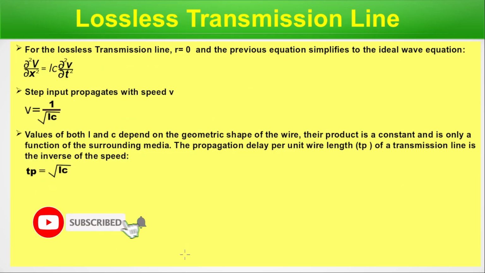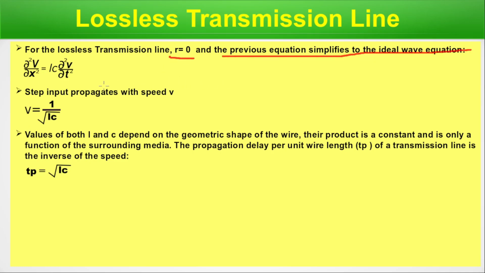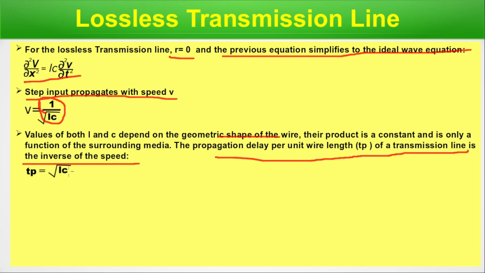Now the lossless transmission line. For the lossless transmission line, R is 0 and the previous equation simplifies to the ideal wave equation. So the R component is also 0, so that reduces to this equation. And if we apply a step input, it propagates with speed v, which gives a solution in terms of L and C. Values of both L and C depend on the geometric shape of the wire. Their product is constant and is only a function of the surrounding media. The propagation delay per unit wire length of a transmission line is the inverse of the speed. So these are the equations for the lossless transmission line.